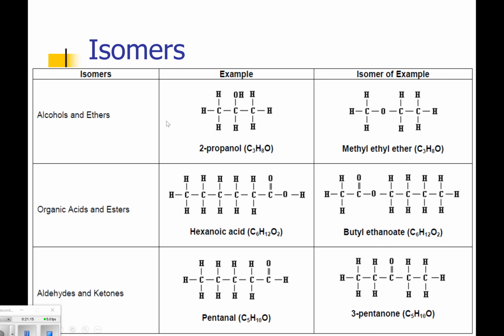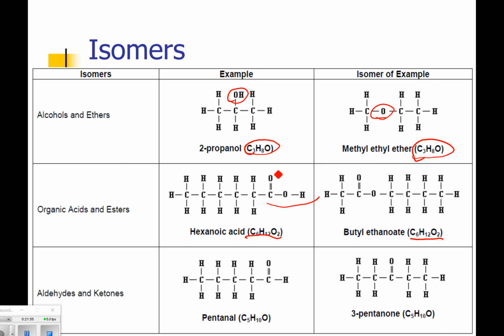Now, just to verify this, for alcohols and ethers, we have 2-propanol, C3H8O, with the OH on the secondary carbon, and methyl ethyl ether, which has the same formula but looks different. We have the single bonded oxygen in the middle of the molecule, which indicates the ether, as opposed to that being on the end. Same formula, but a different structural arrangement. And we see that with each of these.